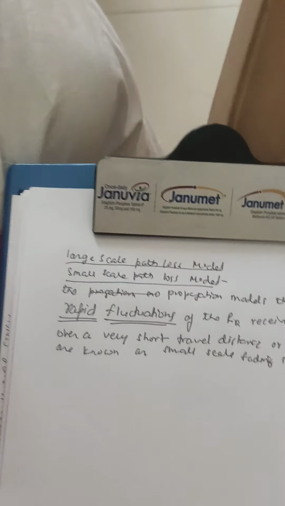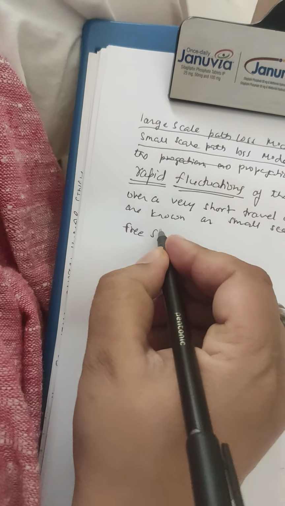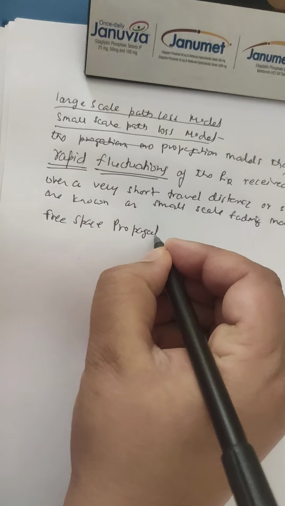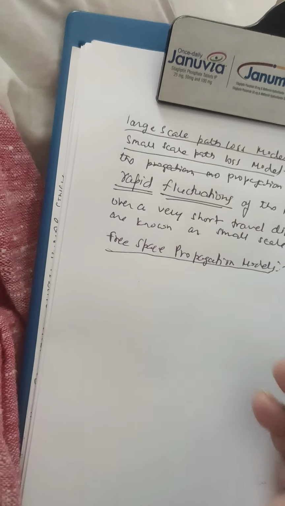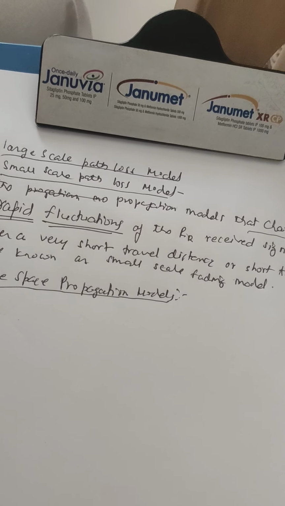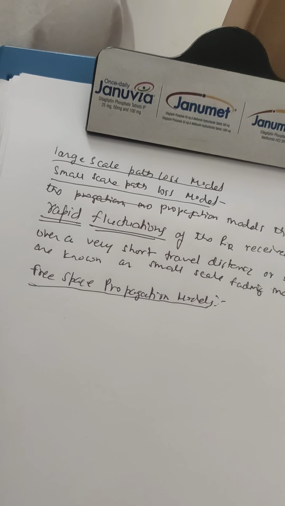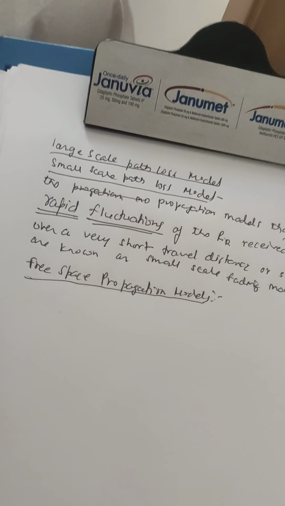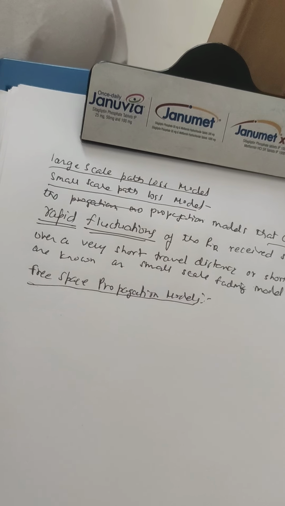After that we move to our main topic, which is known as the free space propagation model. In this topic, the free space model is used to predict received signal strengths when the transmitter and receiver have a clear unobstructed line of sight path between them.